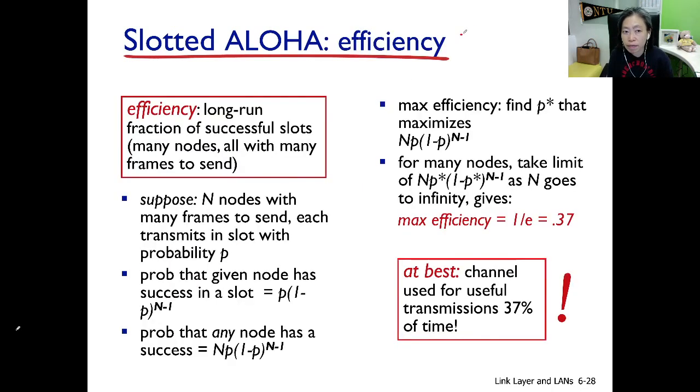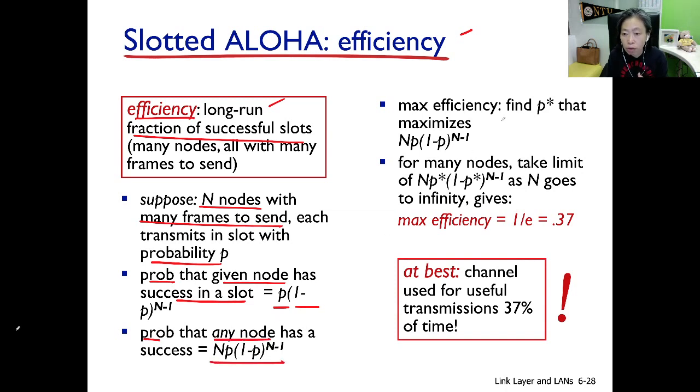Now let's calculate the efficiency of Slotted Aloha. And here, by efficiency, I mean the fraction of the slots being successful over a long time. Let's suppose we have n nodes with many frames to send, and each would retransmit with probability p. Now, with those set, the probability of a node being successful in a slot is therefore what? The node hits p and sends. The rest of the nodes hit 1 minus p and do not send. And therefore, the probability of any node being successful is this.